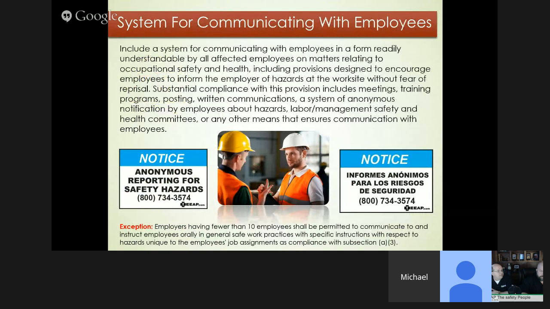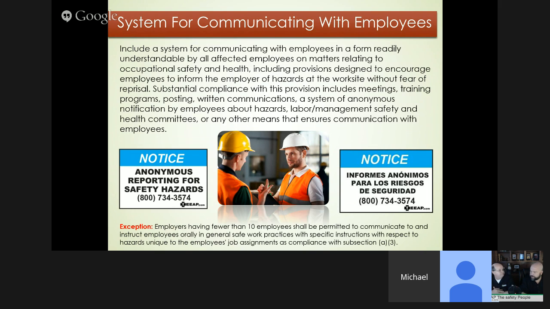Okay, so now we have a system for communicating with employees. Include a system for communicating with employees in a form readily understandable by all affected employees on matters relating to occupational safety and health, including provisions designed to encourage employees to inform employers of hazards at the work sites without fear of reprisal. Substantial compliance with this provision includes meetings, training programs, postings, written communications, and a system for anonymous reporting or notification by employees about hazards. Labor management, safety, and health committees, and other means that ensure communication with the employees.